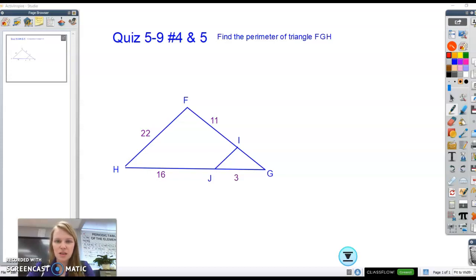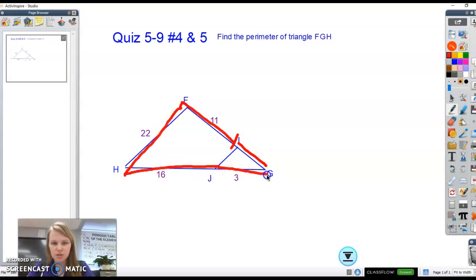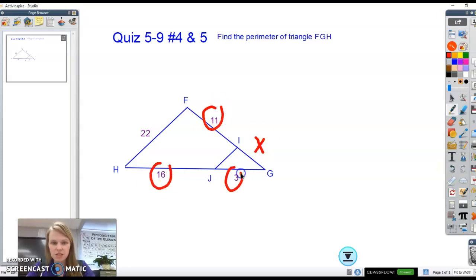This is asking you to find the perimeter of triangle FGH, so we know we need this whole perimeter. Our issue is we don't know this length. We have the rest of it: 11, and we have 22, we have 16 plus 3, but we don't know this part. So what we can do is set up a proportion using this, this, and this.